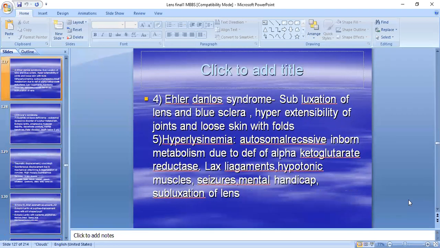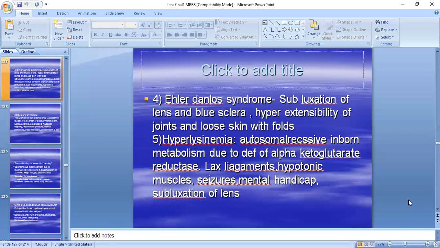And the other one is Ehlers-Danlos syndrome. So here actually the patient will have subluxation of the lens, and there will be blue sclera, and there will be hyperextensibility of the joints, and loose skin with folds. So all these things do occur in Ehlers-Danlos syndrome.